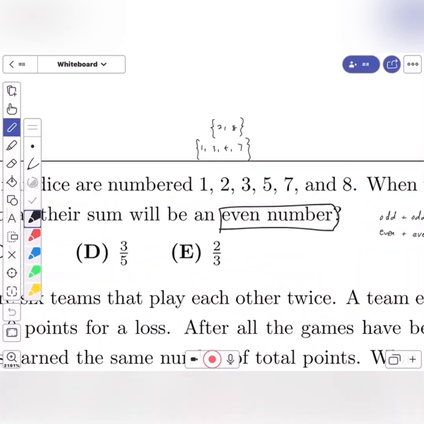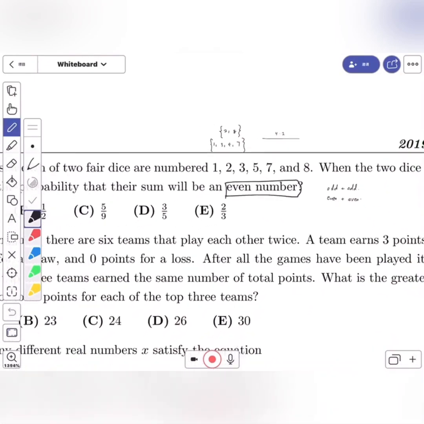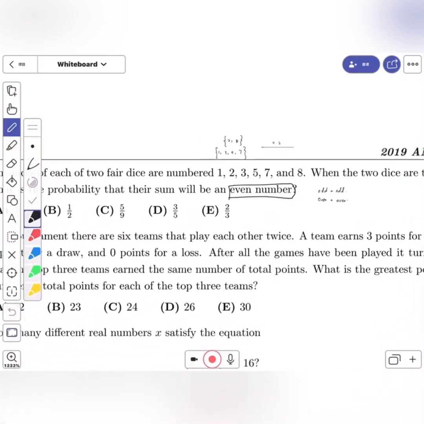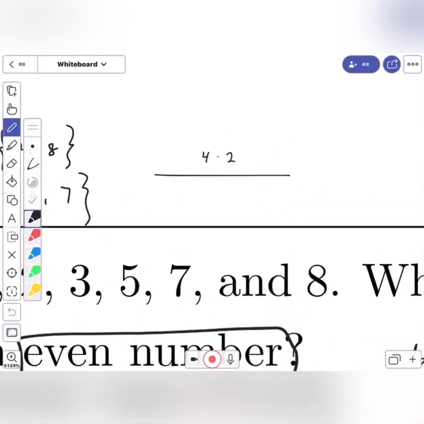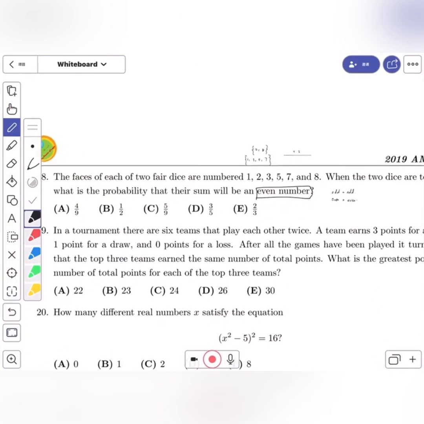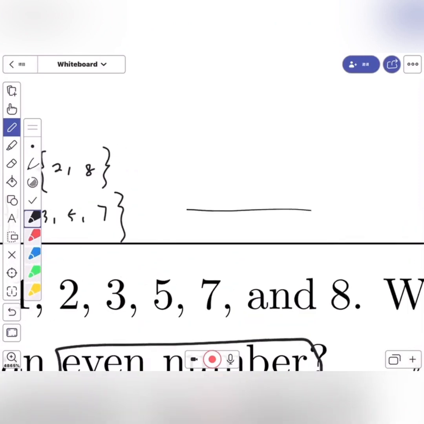So basically, we have a total of 4 times 2 possibilities, and then divide by how many, or divide by, well, actually we're gonna get, so we're gonna get a total of 6 squared.